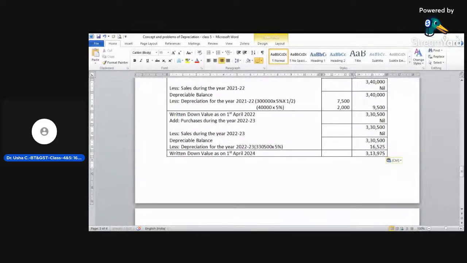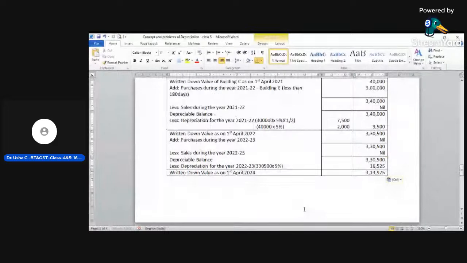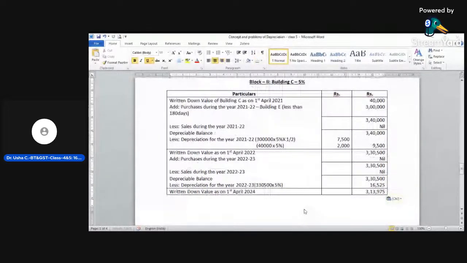Got it? You understood block 2? Anyone is having doubt till now? Please reply. Anyone is having doubt? Shall I continue for block 3?